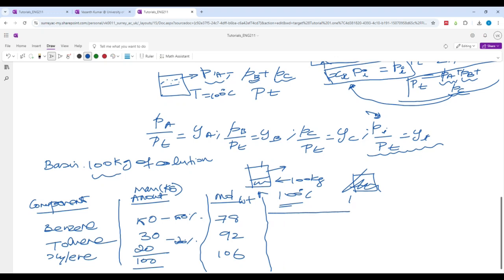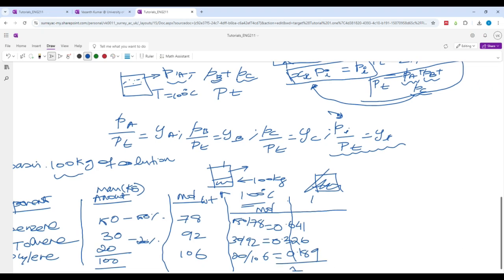From there, we can obviously convert the weight to the number of moles. So how do you convert it? It's weight divided by molecular weight. So 50 by 78, 30 by 92, 20 by 106. So you should get some numbers here: 0.641, I already calculated this, 0.326, and this should be equal to 0.189. If you take all the sum, that should be equal to 1. So the total mole fraction should always add up to 1.